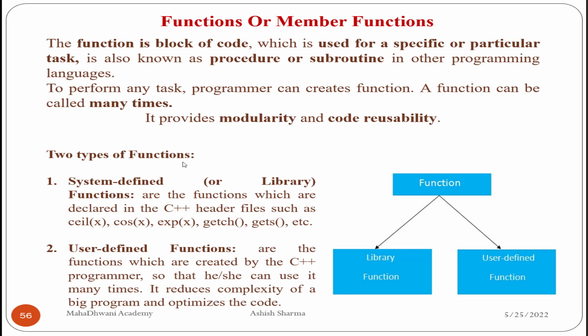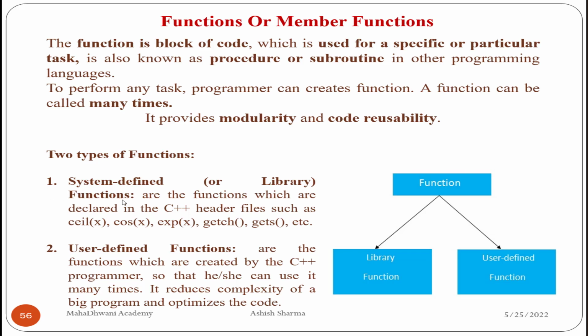Two types of functions. Number one, system defined or library functions. System defined means these functions are already built in with our compiler, built into our system. So these functions are always kept in our library. Whenever we need to use one, we just call the function. These functions are already defined in the system. We are not allowed to define this kind of function. They are already defined; we just call them as per the requirement of the programmer in the program.